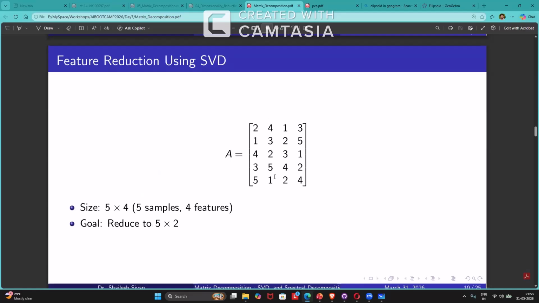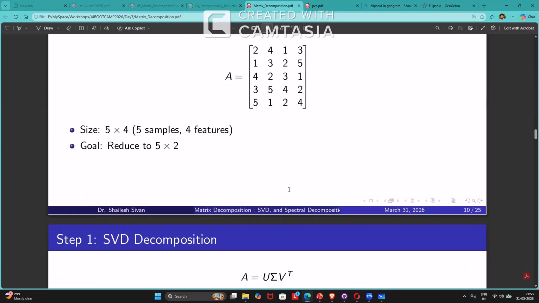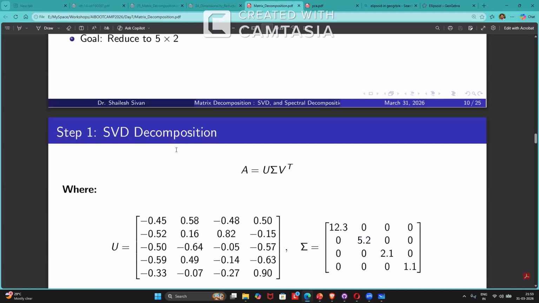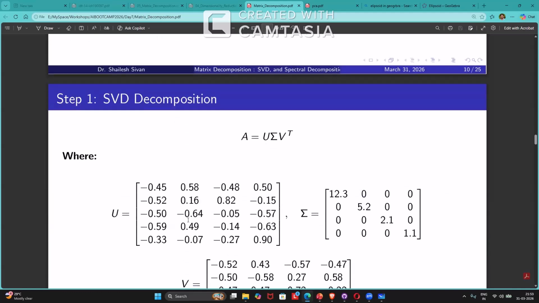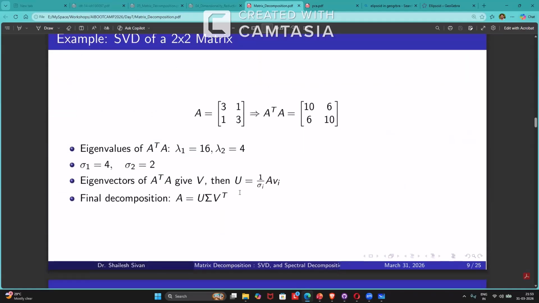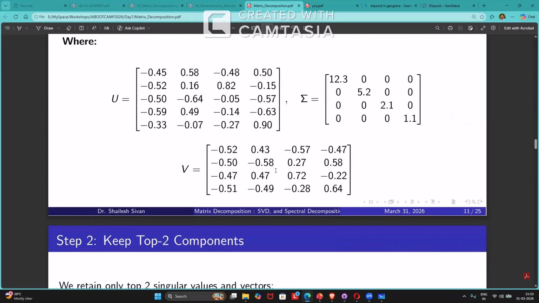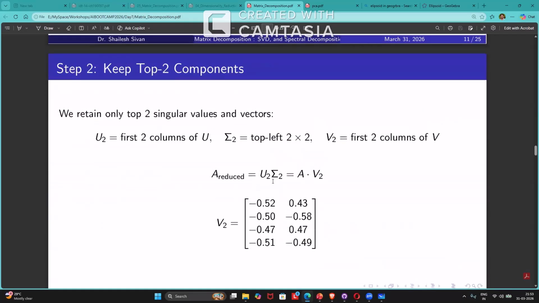Here we have how many features? 4 features are there. And how many observations? 5 observations are there. Now we have to reduce it into 5 observations and 2 features. That is our goal. So how will you do that? You have to first construct U. And how to calculate U? This is the step we need to follow for U. Okay. So you got U, you got sigma, that is the diagonal, these are the eigenvalues, singular values, and this is the V.